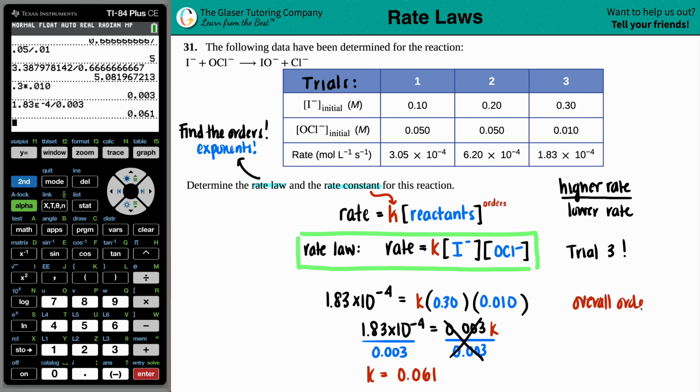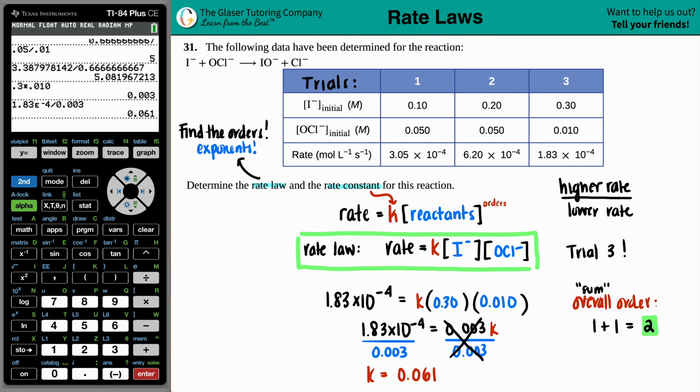So even though they didn't ask for the overall order, what you should do is find the overall order. This is pretty easy because overall, total, kind of means a sum. You just take all the orders that you got and add them up. Remember when we did our rate law that the I minus had an order of 1 and the OCl minus had an order of 1. So I had a 1 and a 1. All we have to do is sum them up. So 1 plus 1 is 3. Just kidding. It's 2, if you haven't noticed. So we have an overall order of 2.